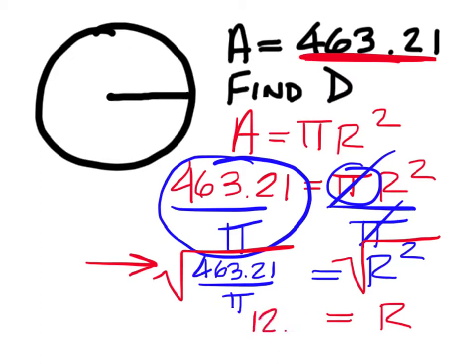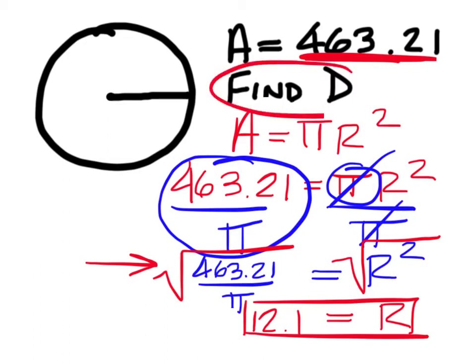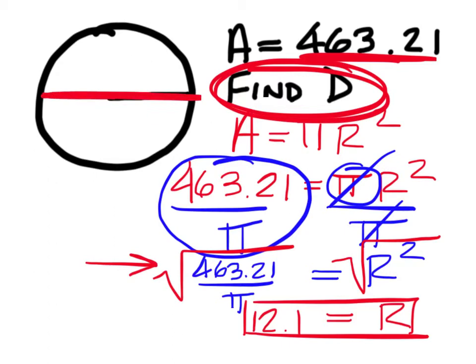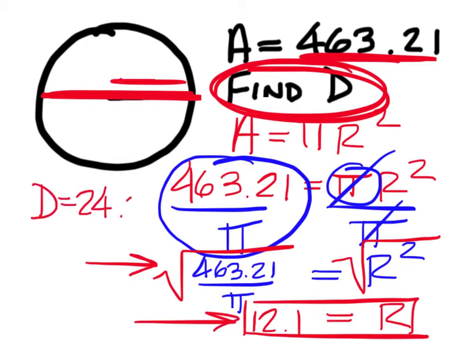12.1. Yep, 12.1 is your radius for this problem, but the question is asking what is the diameter. So what do you do to the radius? Double it, yeah. The diameter is the distance across the circle, and the radius is only halfway across. So if you multiply this by 2, you'll come up with a diameter of 24.2.